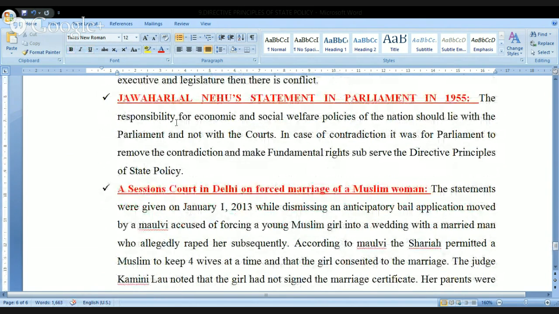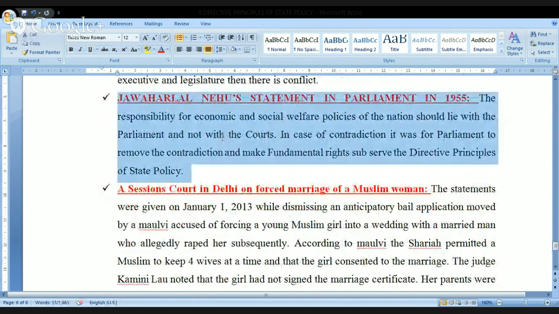Jawaharlal Nehru's statement in Parliament in 1955, another one. The responsibility for economic and social welfare policies of the nation should lie with the Parliament and not with the courts. In case of contradiction, it was the Parliament to remove the contradiction and make fundamental rights subserve the directive principles of the state policy.